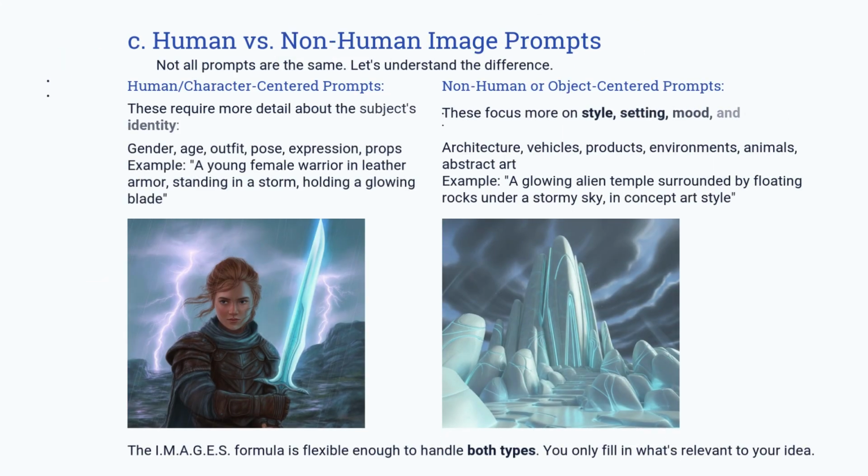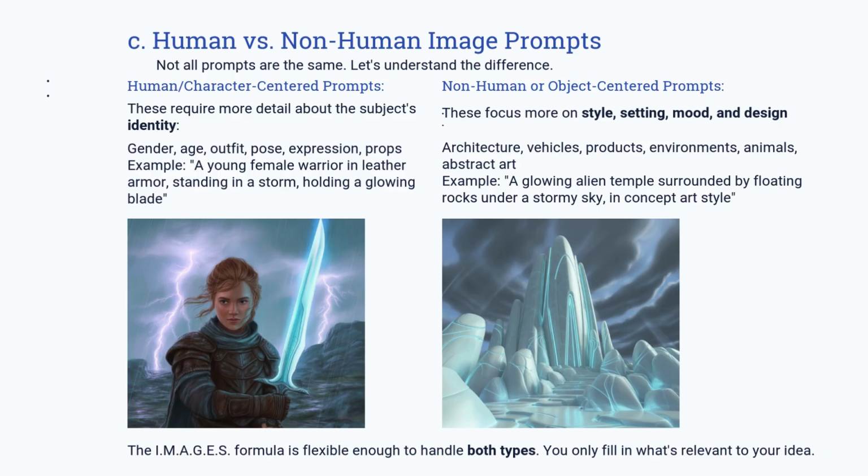Let's talk about the difference between human and non-human prompts, because not all prompts are the same. When you're working with human or character-centered prompts, you usually need more details about the subject's identity. That means things like gender, age, outfit, pose, facial expression, and even props they're holding. For example, you might write something like, a young female warrior in leather armor, standing in a storm, holding a glowing blade. See how detailed that is?